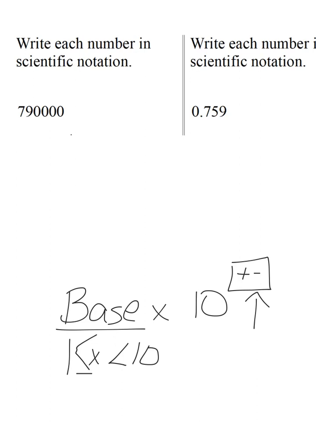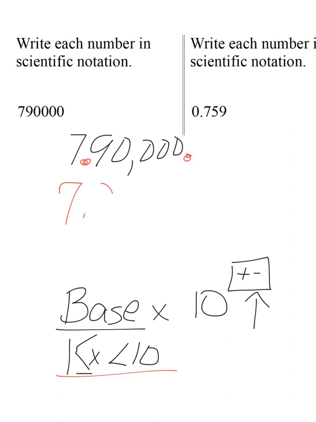We have 790,000. I'm going to put that comma in there. All right, let's first think about where is the decimal. The decimal's right here. In order to make my base a number that is greater than 1 but less than 10, I would want to move the decimal right here in between the 7 and 9 because that would cause my base to be 7.9. So I'm going to write down the base as 7.9, and then I'm going to put times 10.